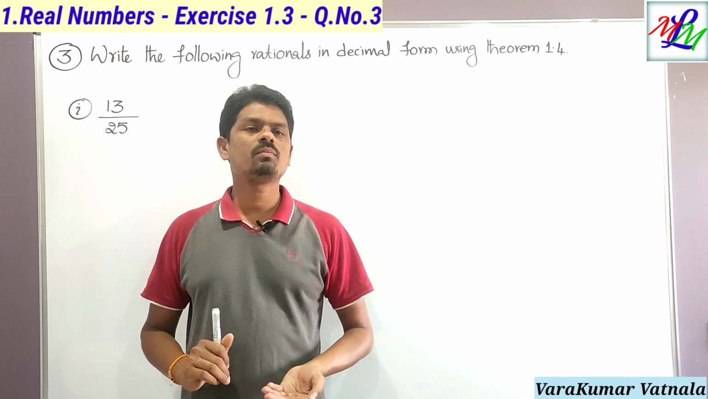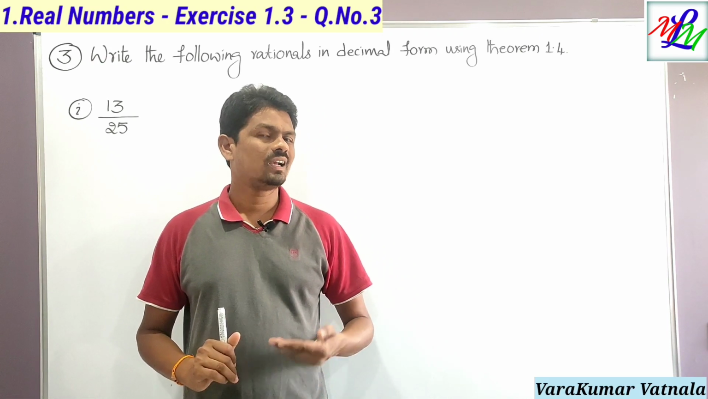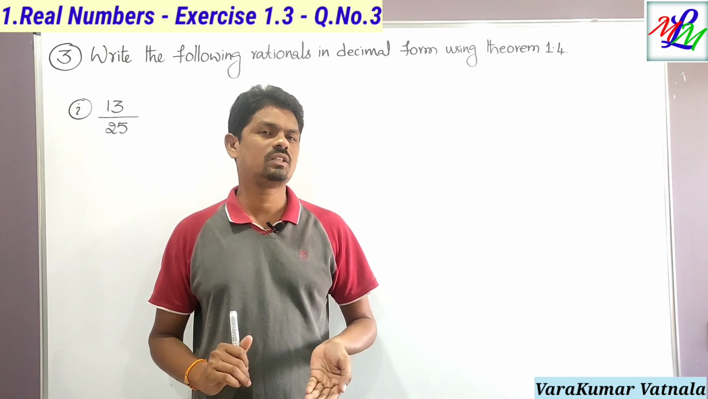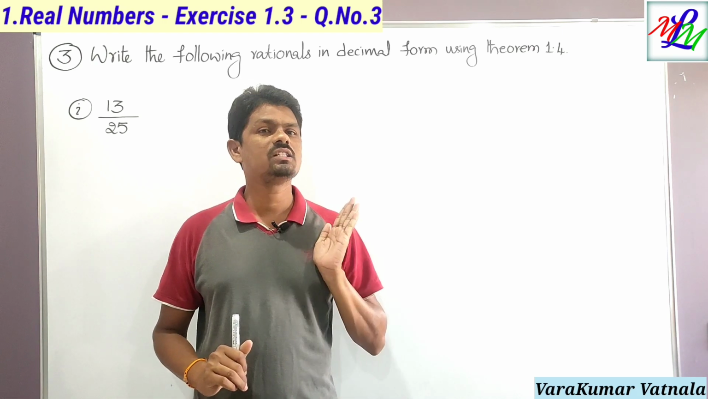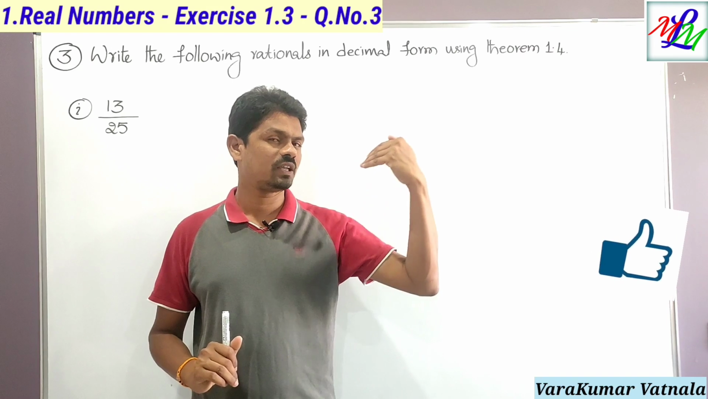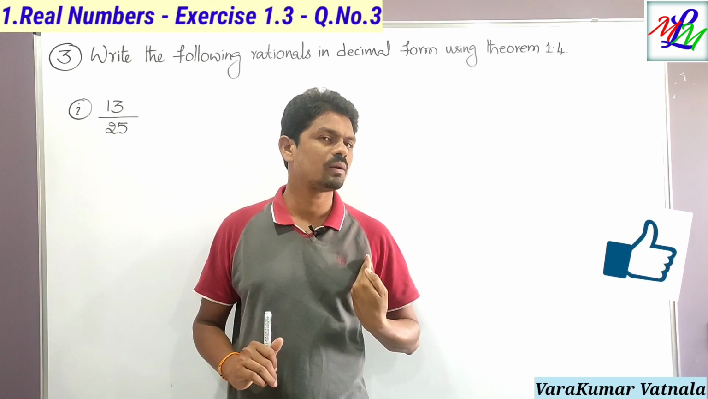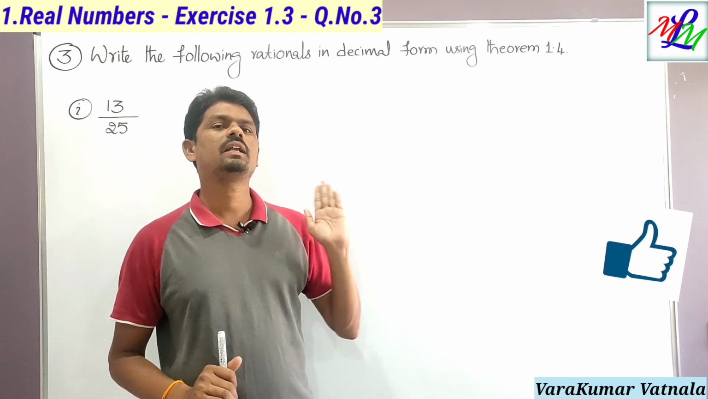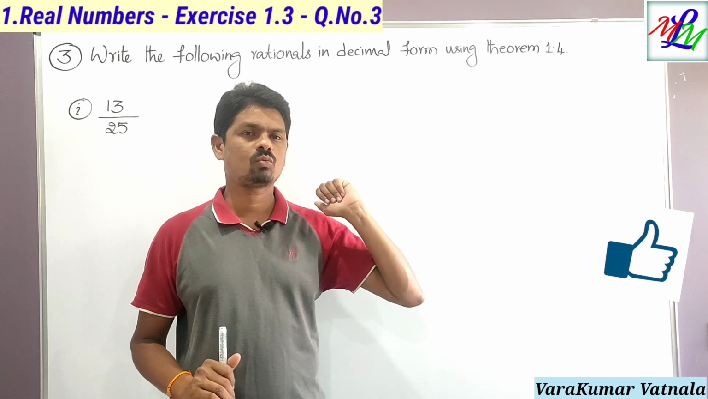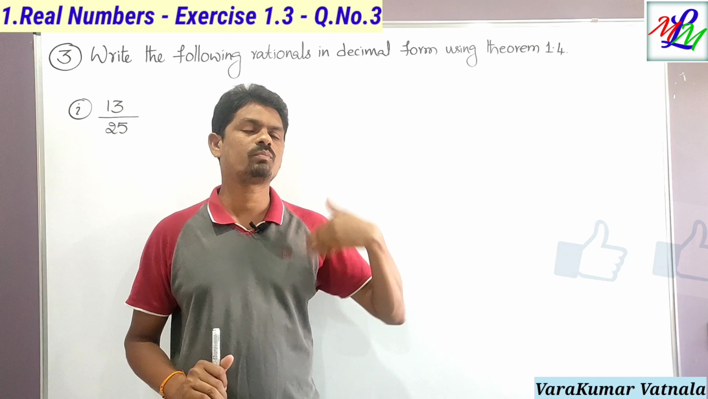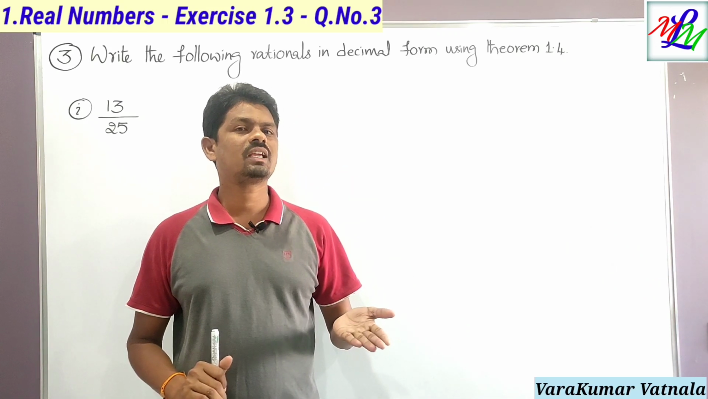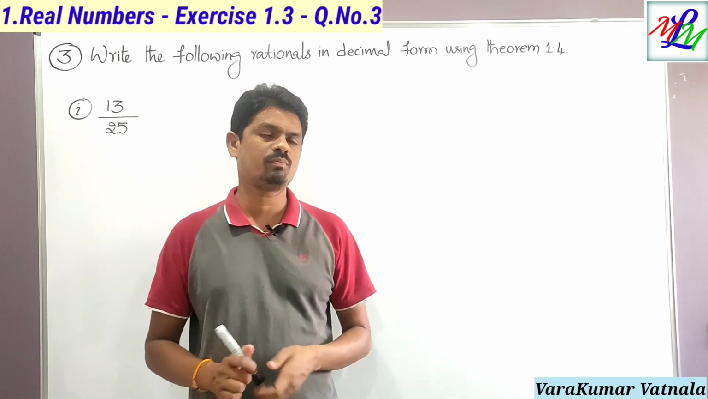In the first problem, we wrote the decimal form of the given rational numbers by dividing the numerator by the denominator. But here he is asking to write the decimal form using theorem 1.4. So before that, you must have a clear idea about theorem 1.4. What is the statement of theorem 1.4? How can we find the decimal form of the given rational number using theorem 1.4?